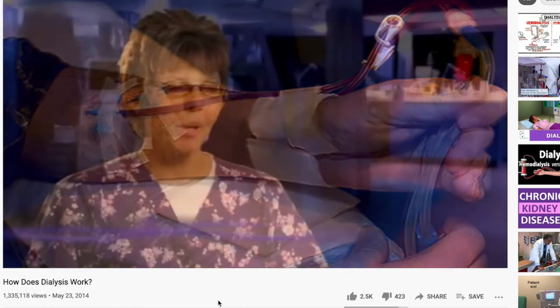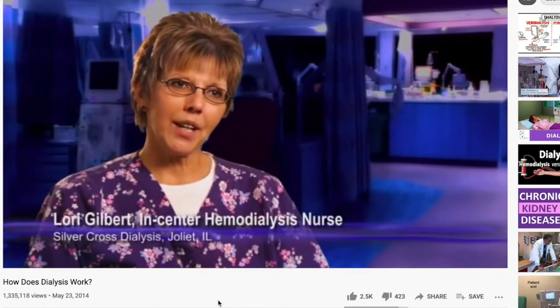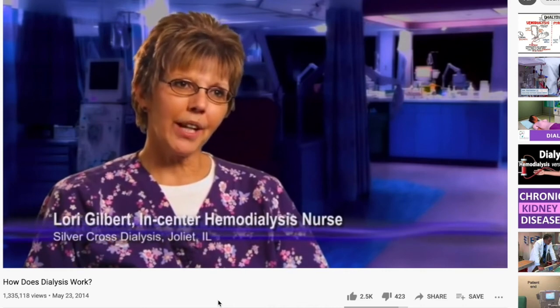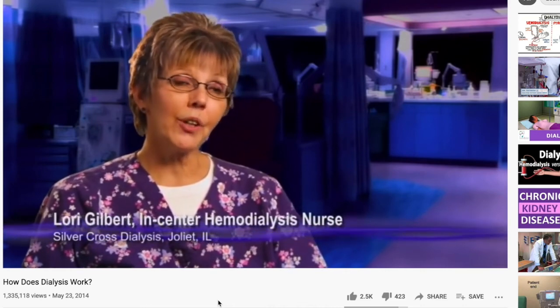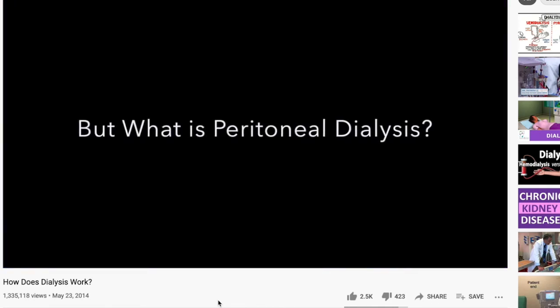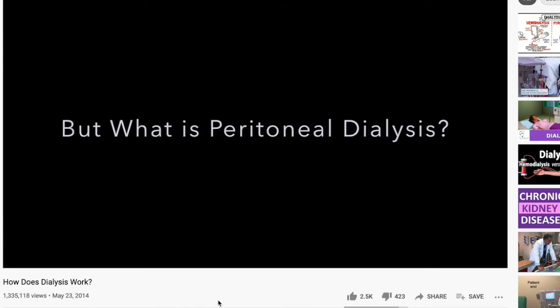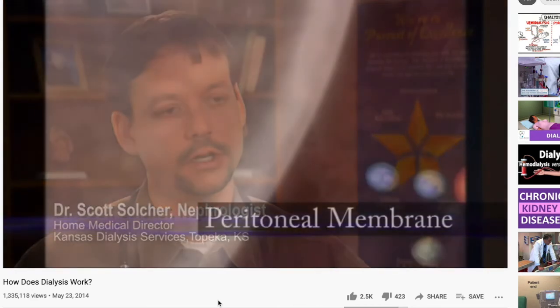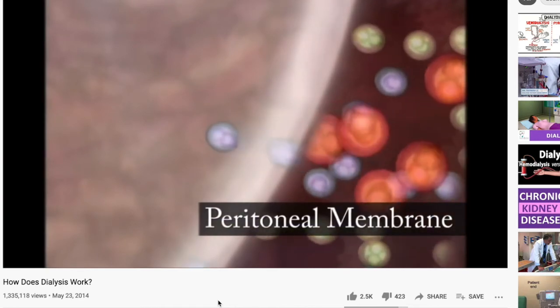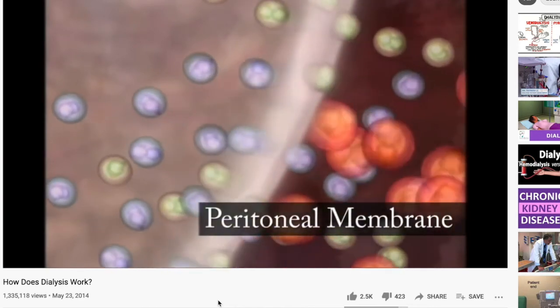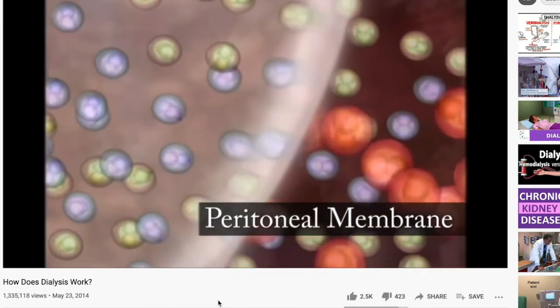Two needles are required, one to take the blood out of the body so that it goes through the machine and through the filter, and then a needle to return the blood to the body after it's been cleansed. With that in mind, what is peritoneal dialysis? We have a membrane called the peritoneal membrane. It is a lining of our abdominal cavity, and fortunately we can use that peritoneal membrane as a filter.